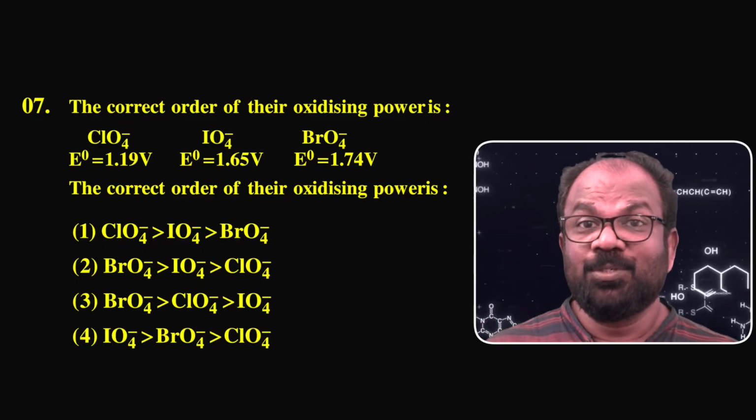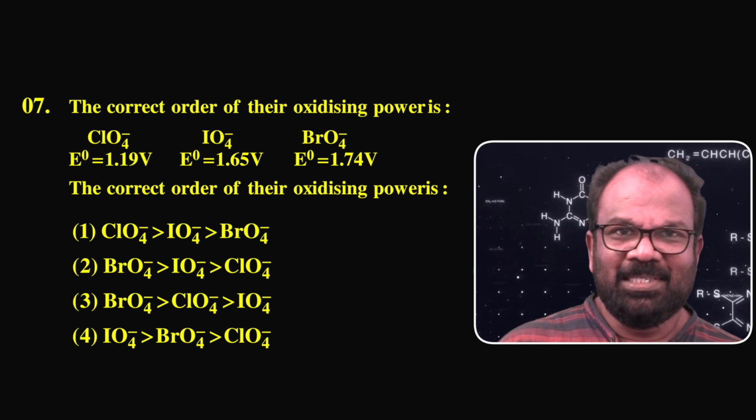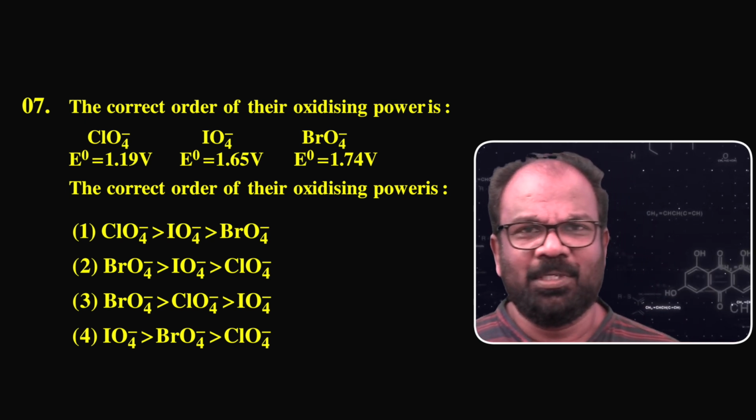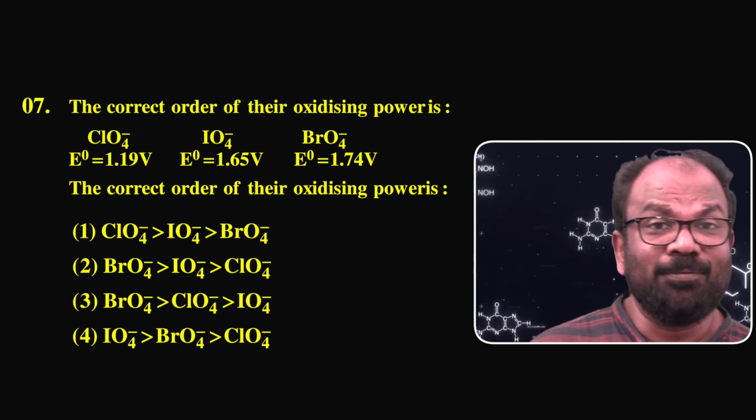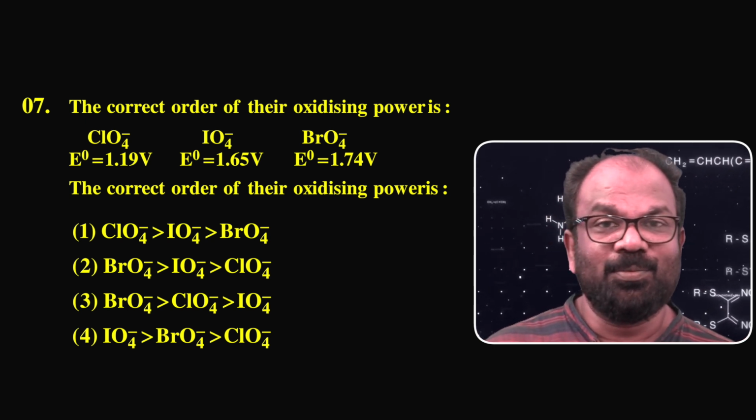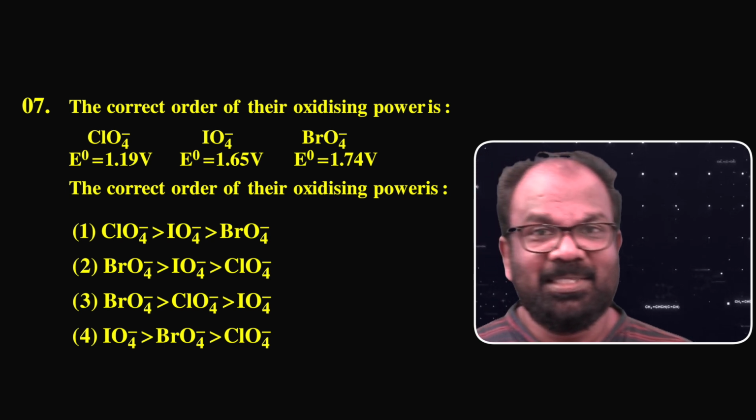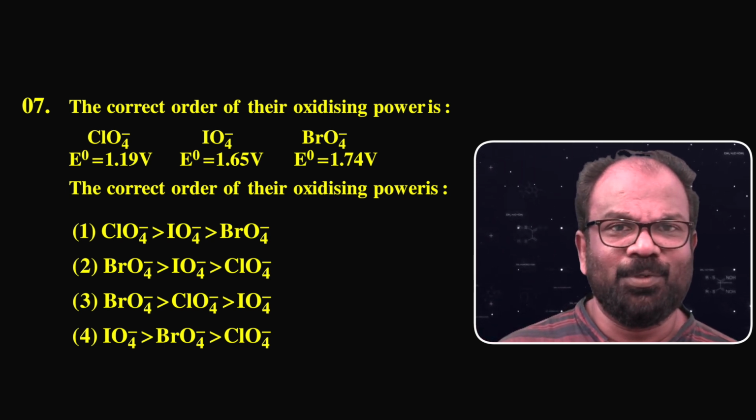Then question number 7. Reduction potential of ions are given below. First ion is ClO4 minus. Its E0 is equal to 1.19 volt. Second ion is IO4 minus. Its E0 is equal to 1.65 volt. Third ion is BrO4 minus. E0 value is equal to 1.74 volt.